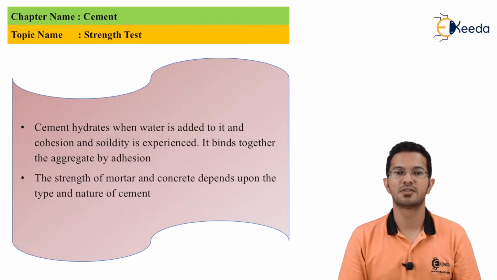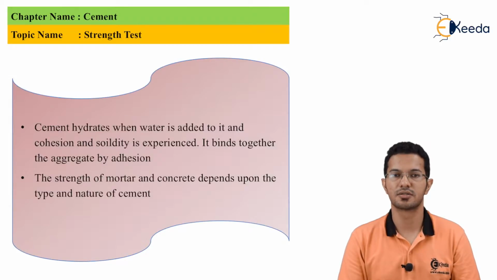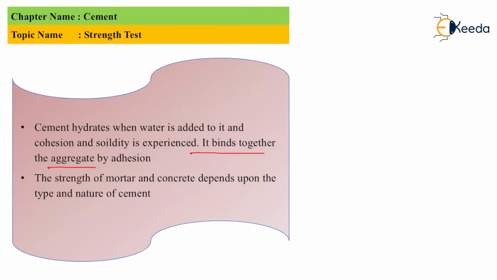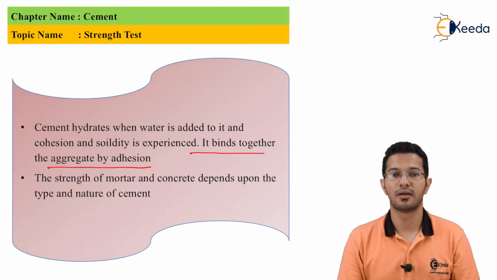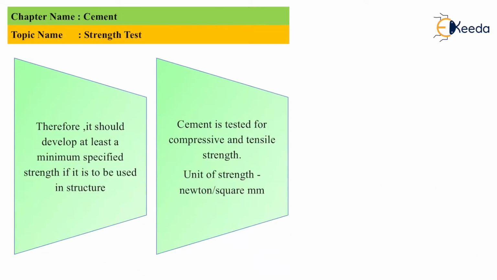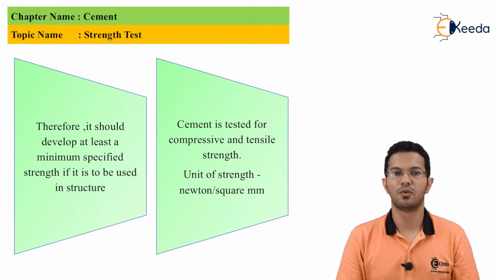The cement hydrates when water is added to it, and cohesion and solidity are experienced. It binds together the aggregate by adhesion. The strength of mortar and concrete depends upon the type and nature of cement. Therefore, it should develop at least a minimum specified strength if it is to be used in a structure. The cement is tested for compressive and tensile strength. The unit of strength is Newton per square millimeter.